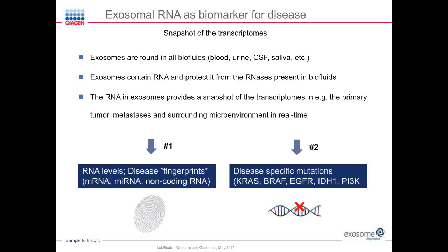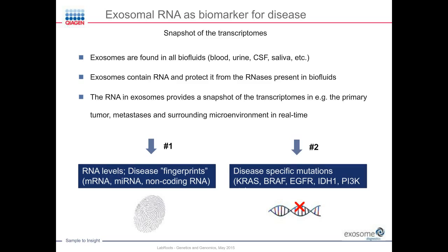And those exosomes, like I already indicated, contain RNA. And what is nice about it, the vesicular membrane actually protects these RNAs from RNases that are present in biofluids, especially plasma is full of RNases. And any naked RNA is basically completely degraded within seconds. And what is inside the vesicles is safe and stable, as I'm going to show. And that RNA actually provides a snapshot of the transcriptomes of the cells where they come from.